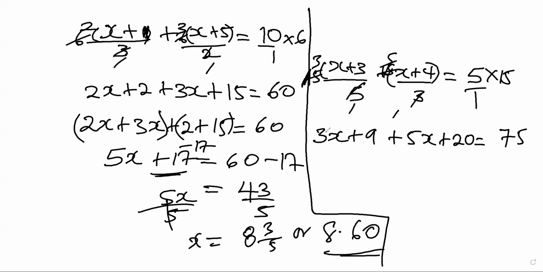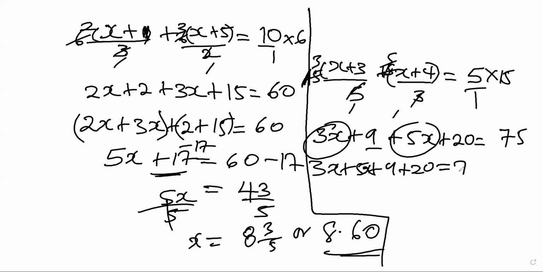So we need to group the like terms. So 3x and 5x, those go together, plus 9 and 20, equals 75. So this will give us 8x, 9 and 20, 29, and that must equal 75.